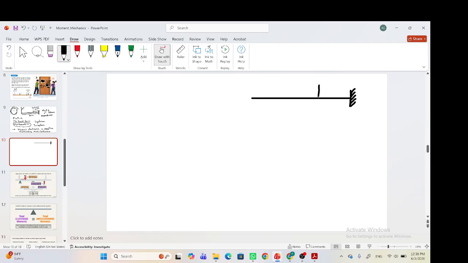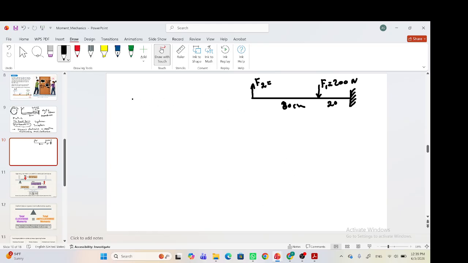Okay, so the first F1, which is 200 newtons, is making the object move against the clockwise. Yes, against the clockwise. And what about F2, which is not clear? The distance of this one is 20 centimeter, and the distance of this one is 80 centimeter. Okay, so how to find this one?